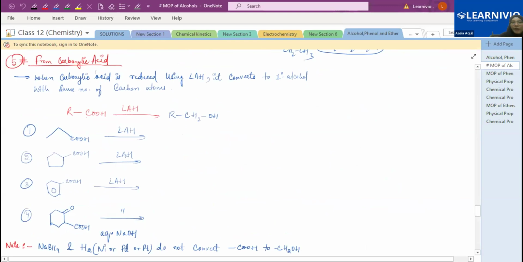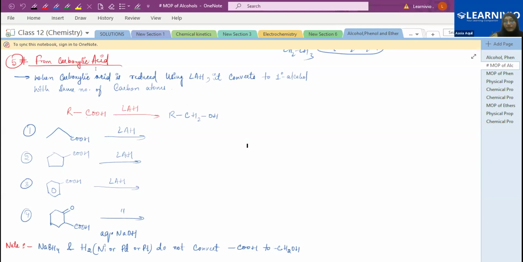When carboxylic acid is reduced, the reduction will convert the carboxylic acid into an alcohol. As I told you in the previous class, carboxylic acid will not be reduced by a weak reducing agent like sodium borohydride, or by catalytic hydrogenation, H2 in the presence of any catalyst. These two won't reduce the carboxylic acid to the corresponding alcohol. Only lithium aluminum hydride can reduce carboxylic acid into a primary alcohol.